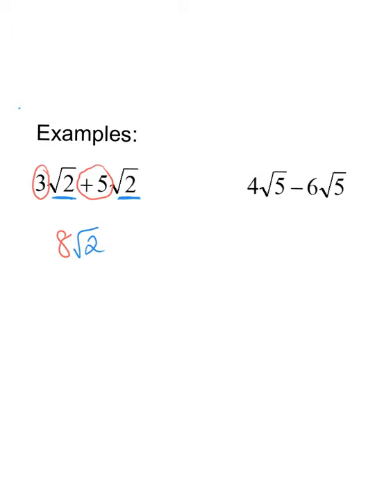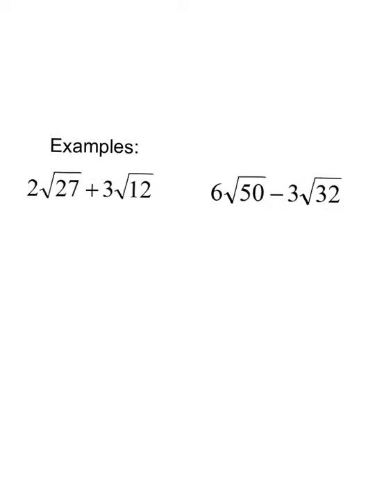If I look at the second one, first thing I'm going to do is look at the radicals. These are both a 5. Since they are like terms, I can do what the operation says. 4 minus 6 is negative 2, and then rewrite the radical. So that is my answer.